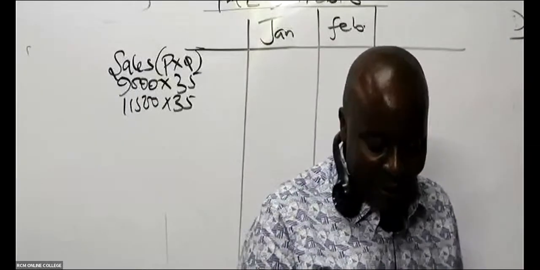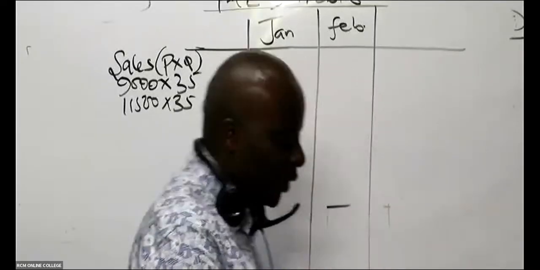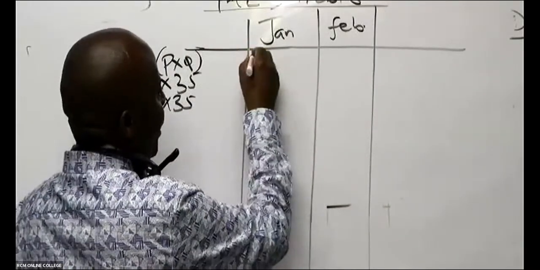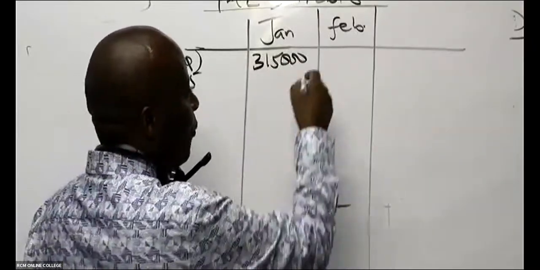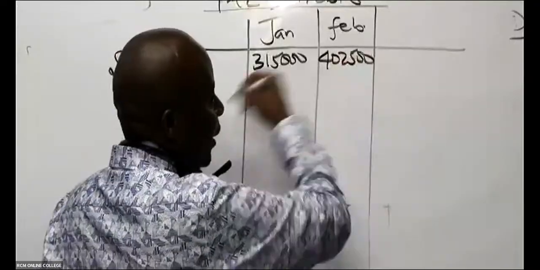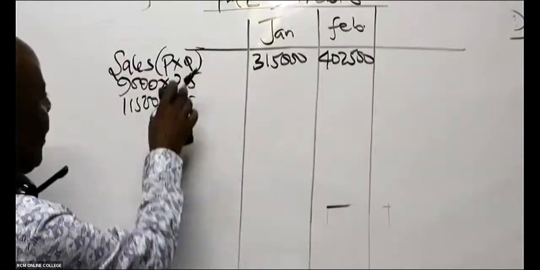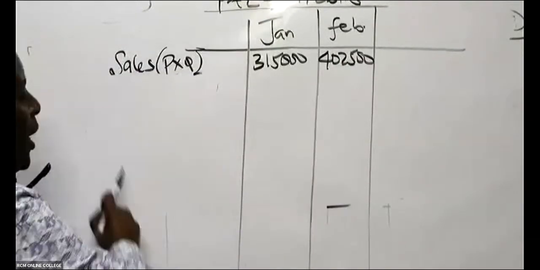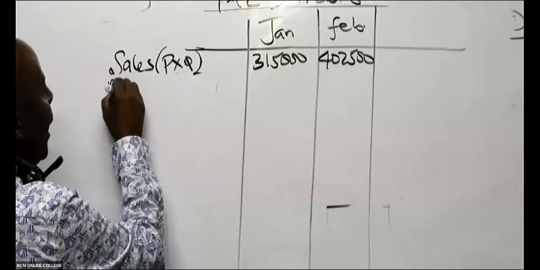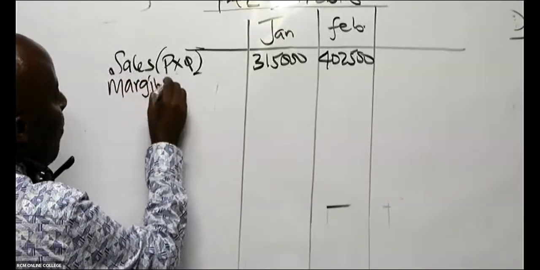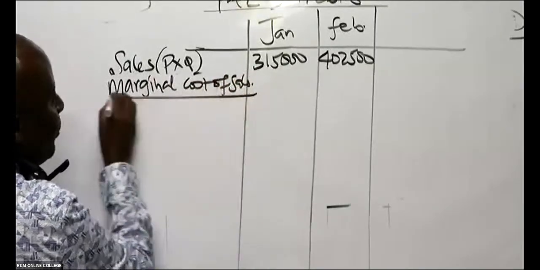Everything shall be fine. So then are you able to give me these numbers? January 315,000, isn't it? So January 315,000, and then February 402,500. And now with your permission, I will be able to grab this. That is sales. So from there, you come and give us what we call the marginal cost of sales. So you less the marginal cost of sales.